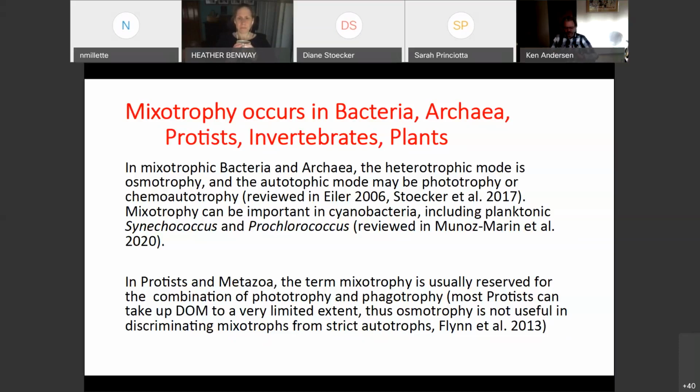And actually in biotechnology, when they talk about mixotrophic flagellates, they're usually talking about phytoflagellates that can take up dissolved organic material. And this is important in, for example, investigating biofuels production and cleaning up wastewater and things like that. So in other fields, mixotrophy is used somewhat differently than most oceanographers use it.